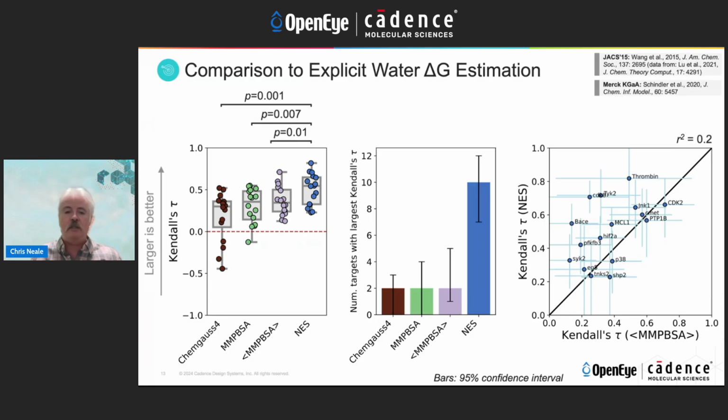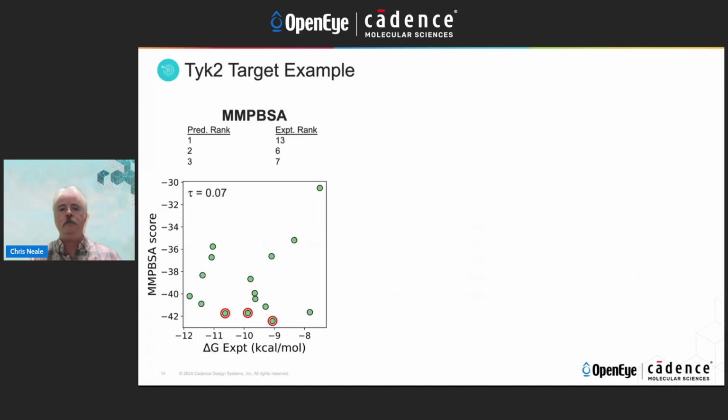Finally, we can again look at this scatter plot. Now the horizontal axis is the MD ensemble averaged MMPBSA Kendall's tau with experiment, and vertically is the NES Kendall's tau with experiment. And once again, the heavier method is either similarly accurate or more accurate than the lighter weight method, but again, it's target dependent and ligand series dependent. So that was a collection of statistical data across 16 different targets. I just want to show you what that looks like from one target.